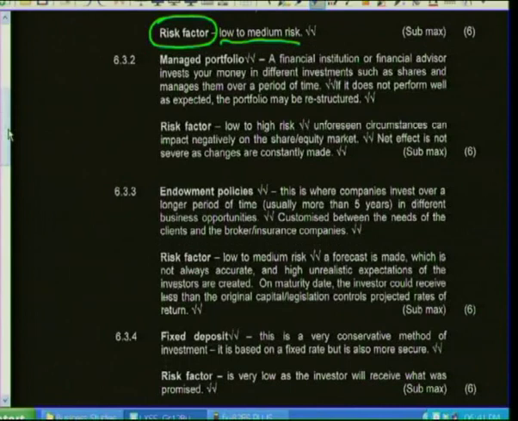The next one I discussed is managed portfolio. It says a financial institution or financial advisor invests your money in different investments such as shares, and he manages them over a period of time. If it does not perform well, the portfolio may be restructured.